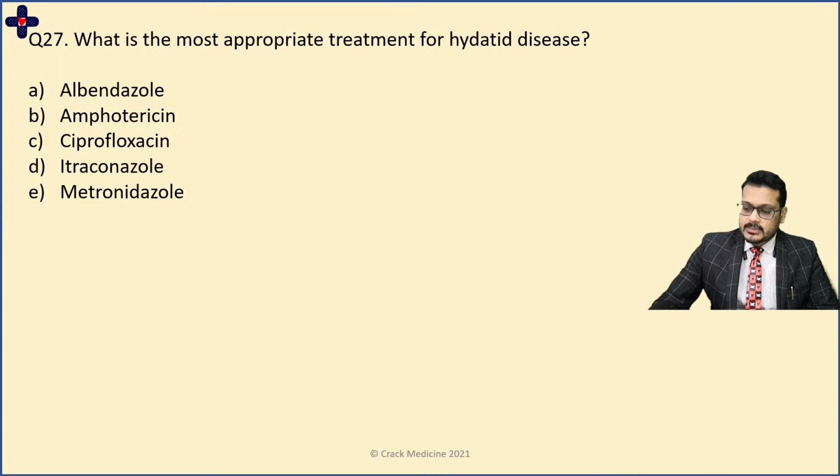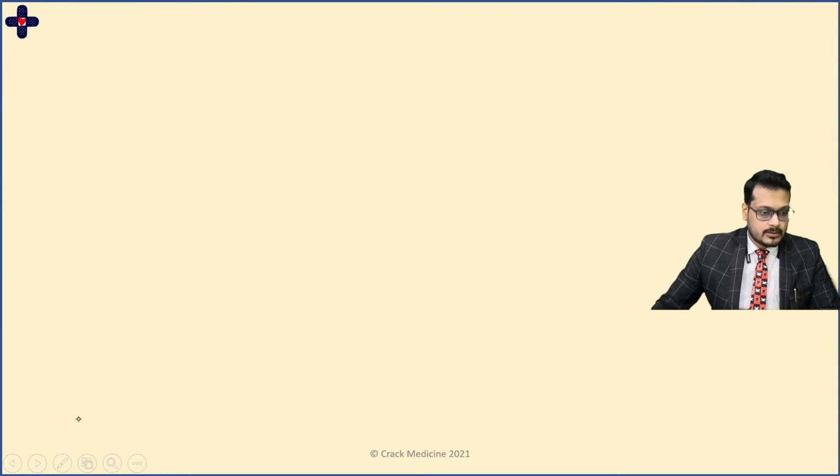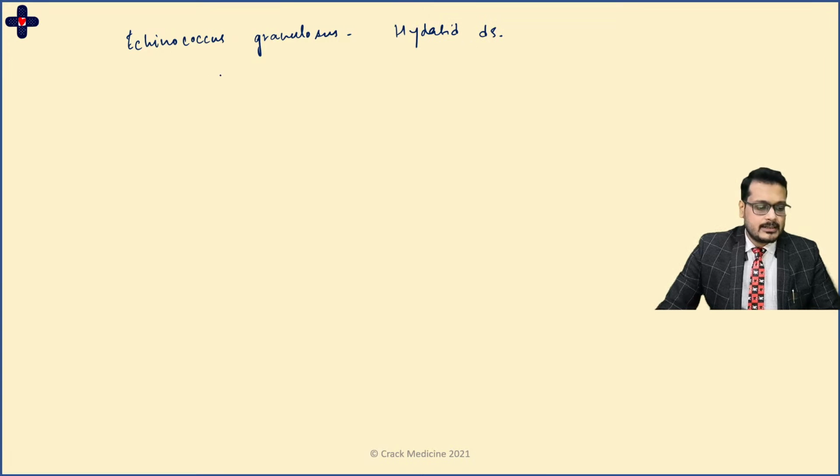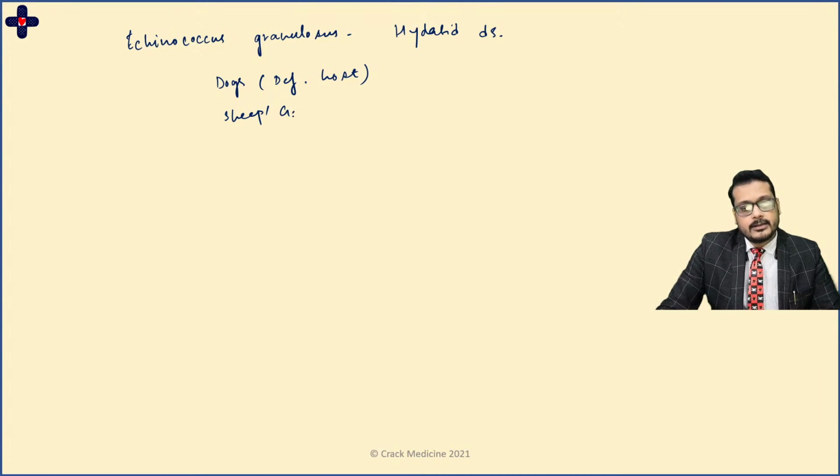Okay, so we have a general consensus here. Albendazole, treatment for hydatid disease, albendazole is the right answer. And you have the causative organism called Echinococcus granulosus, causing hydatid disease. Basically, dogs are the definitive hosts. Humans are incidental hosts. Okay, and sheep, goat, etc. are their intermediate hosts. So the life cycle goes on in these two.